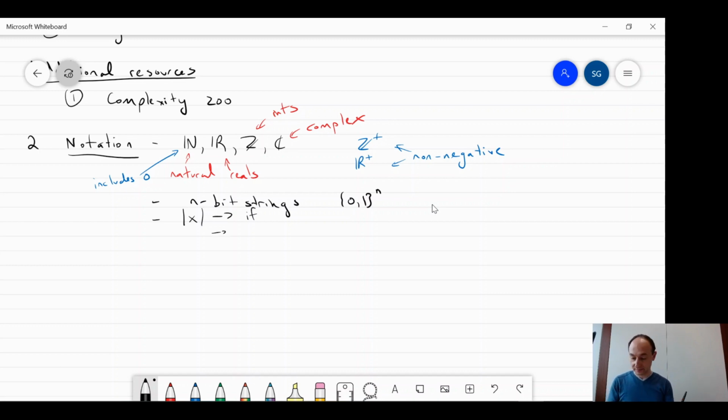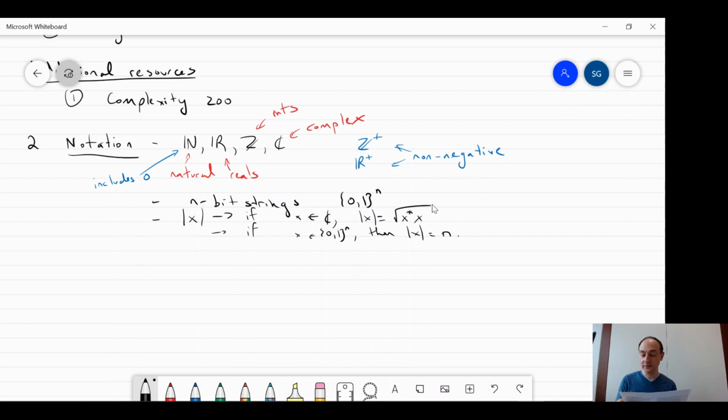If x is a complex number, then the absolute value means the magnitude of this number. Let me just give you the strict definition: if x is complex, then it's the square root of x star x. And if x is a string, on the other hand, then I'm going to think of the absolute value of x as denoting the length of the string. The length of x, in this particular case, for example, is n, because there are n symbols in it. So it's just going to be context dependent.